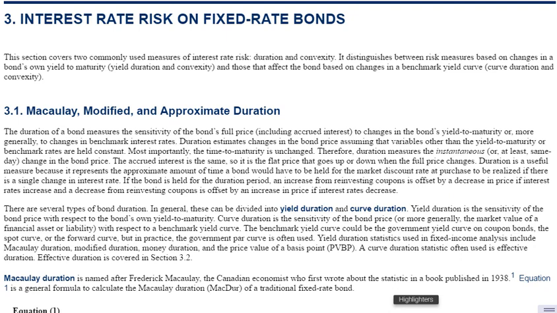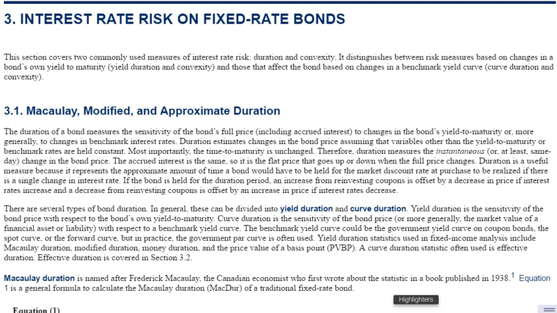Before we go back into my slides, I just wanted to take a quick screen capture of where we are in the text here: interest rate risk on fixed rate bonds. This section is talking about Macaulay, modified, and approximate duration. There's a little bit of information about the duration of a bond, which measures the sensitivity of the bond's full price, etc. We cover that. And it talks about the duration being divided into yield duration and curve duration.